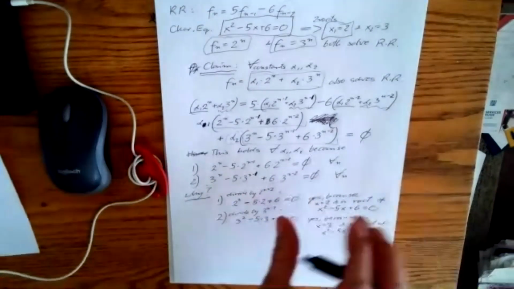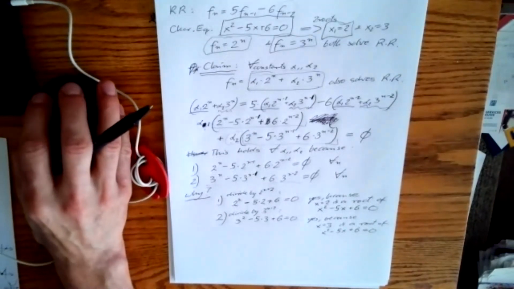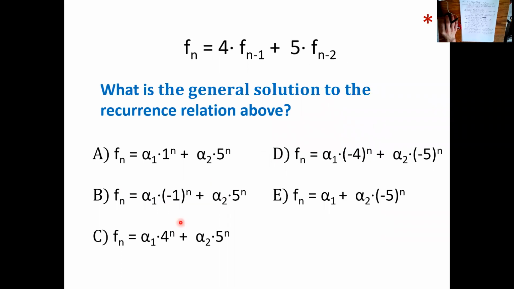Okay. So let's go back. That's the claim I was arguing, that an expression like this, which is called a general solution, will be a solution to the recurrence relation, no matter what the constants alpha 1, alpha 2 are. Okay, so for each of these constants.